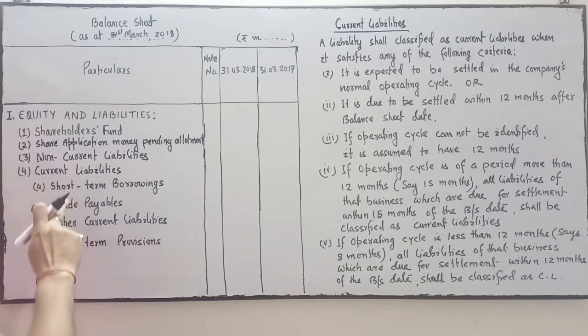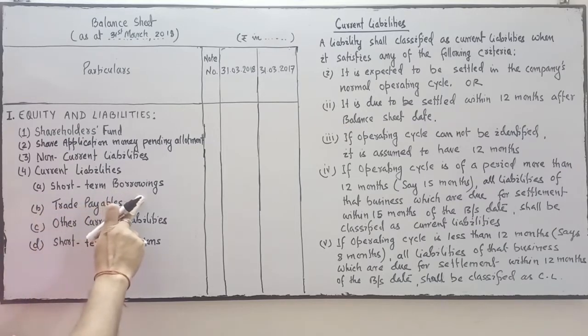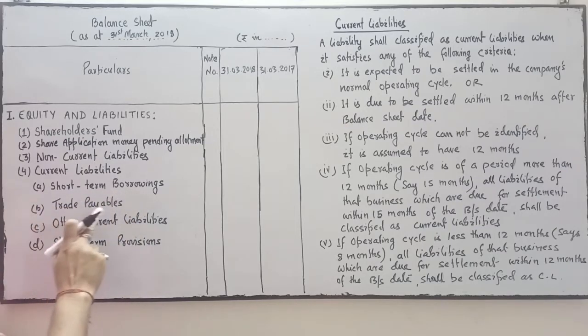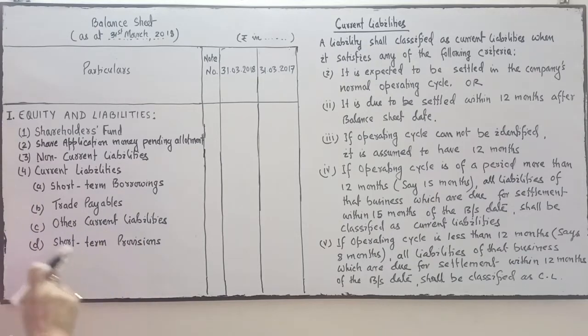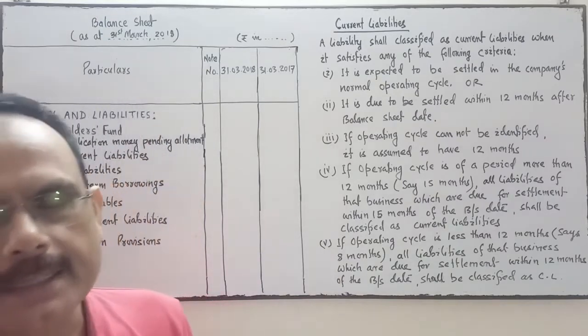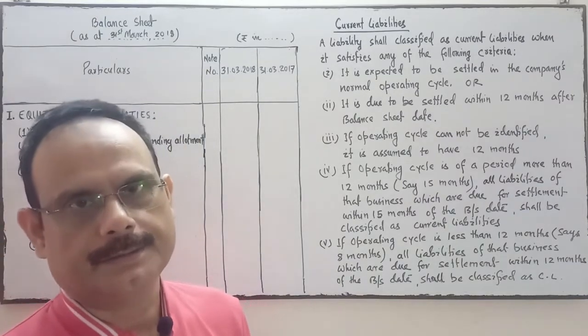heading, subheadings are short-term borrowings, trade payables, other current liabilities, and short-term provisions. So in the current liabilities, there are four sub-headings: short-term borrowings, trade payables, other current liabilities, and short-term provision. First of all, we will try to understand what is current liability.